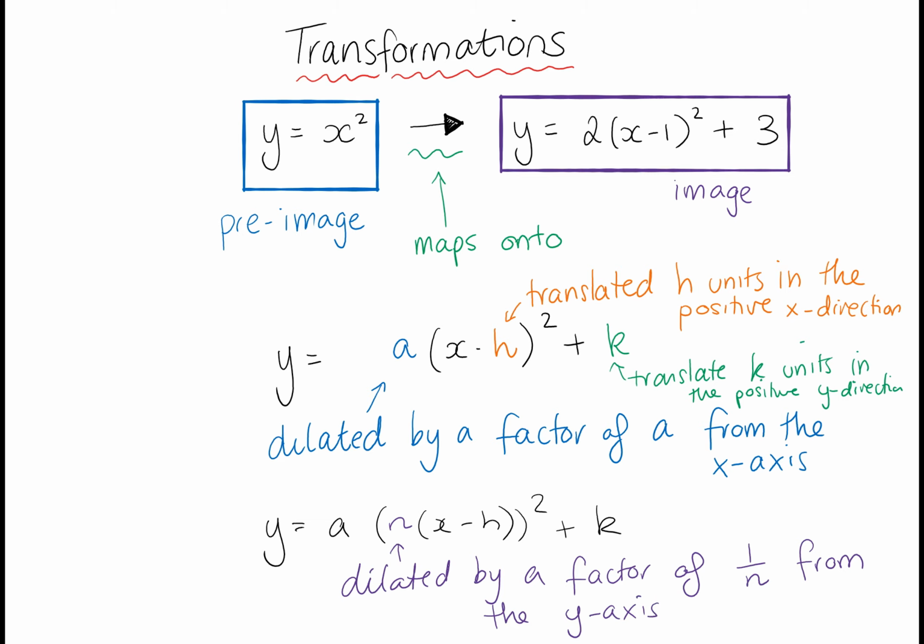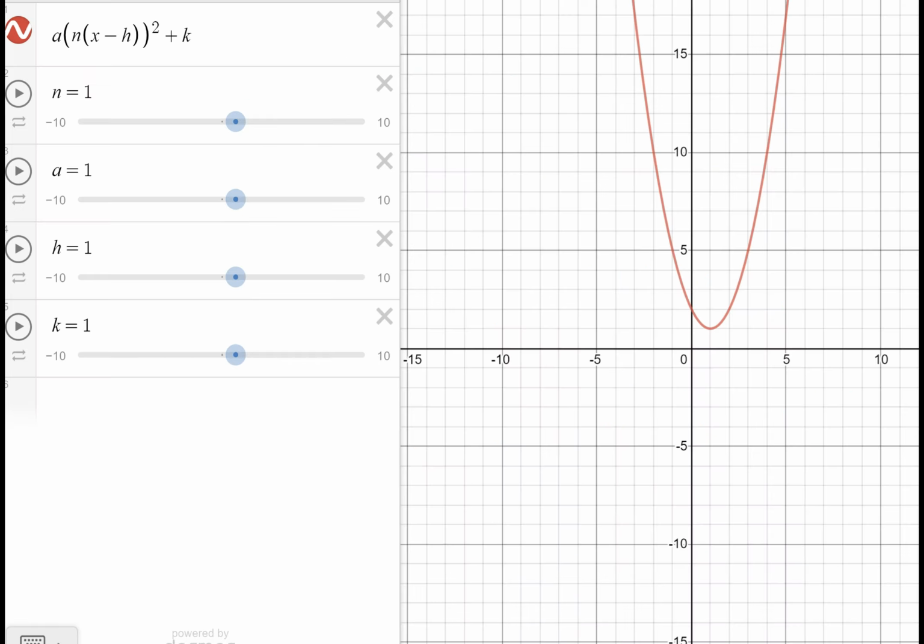Now remember, when the value of a was negative, the graph would reflect about the x-axis. So it would rotate down, it would flip down. When n is negative, we actually flip about the y-axis. So I'll show you what that looks like now. So we can see our graph here. We've set the value of a to 1, so it doesn't matter. And we've set the value of h and k to 1 as well, so that this has a turning point at 1, 1. Now watch what happens when we increase the value of n.